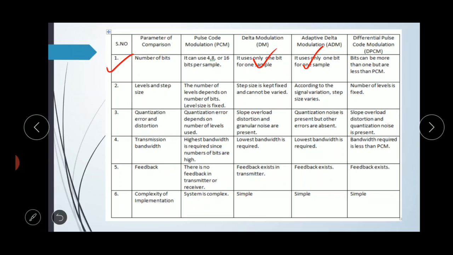Then feedback. In PCM, there is no feedback in transmitter or receiver, but in delta modulation, feedback exists in the transmitter. Then in adaptive delta modulation, feedback exists, and in differential pulse code modulation also feedback exists. Last one is the complexity of implementation. In PCM, system is complex and the other three are simpler than PCM. So this is all about the comparison, and this is all about today's class.